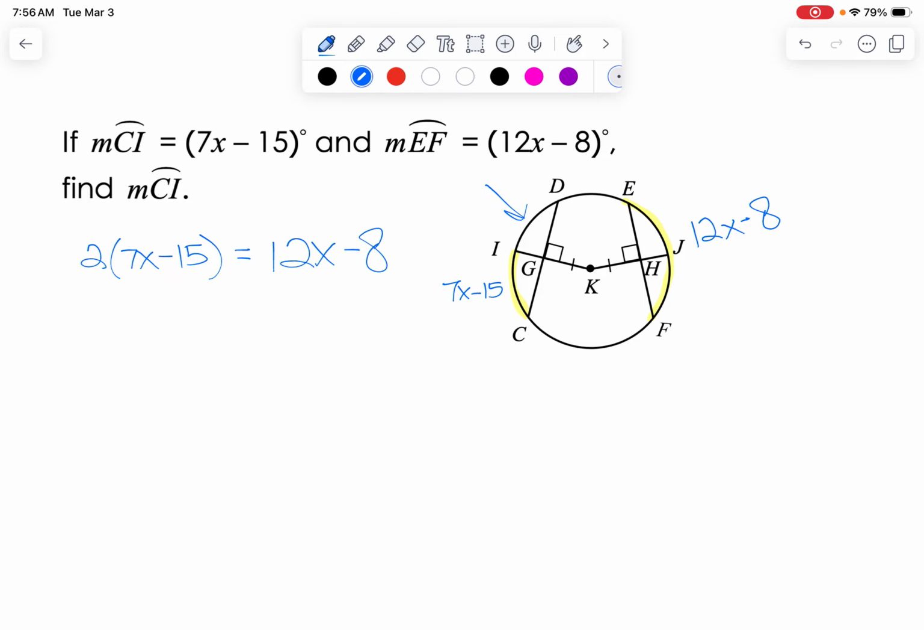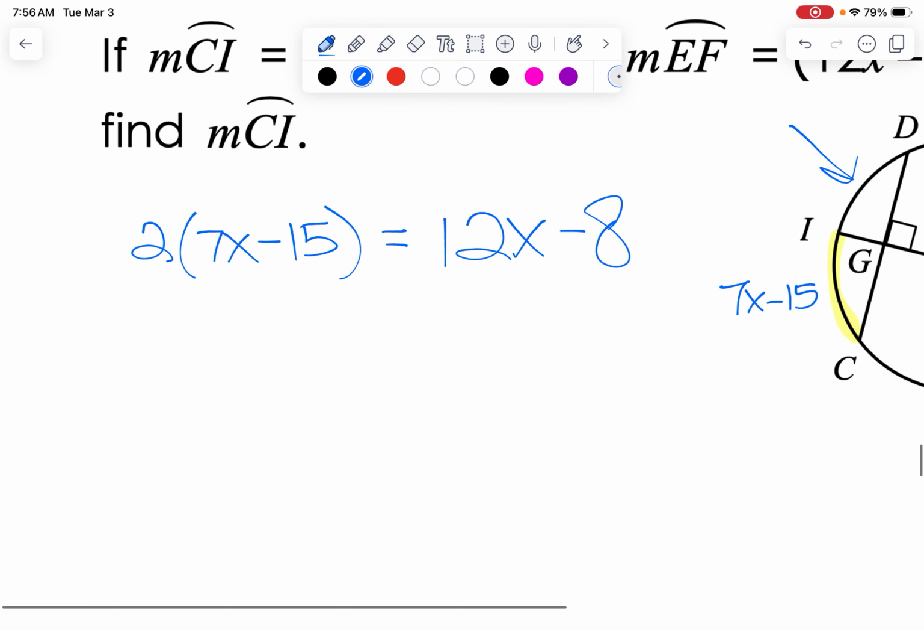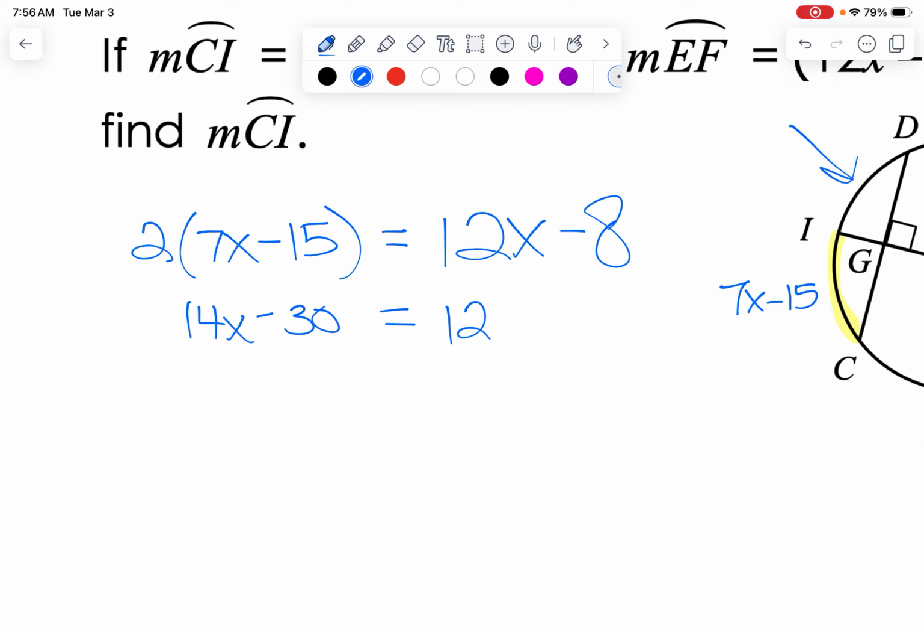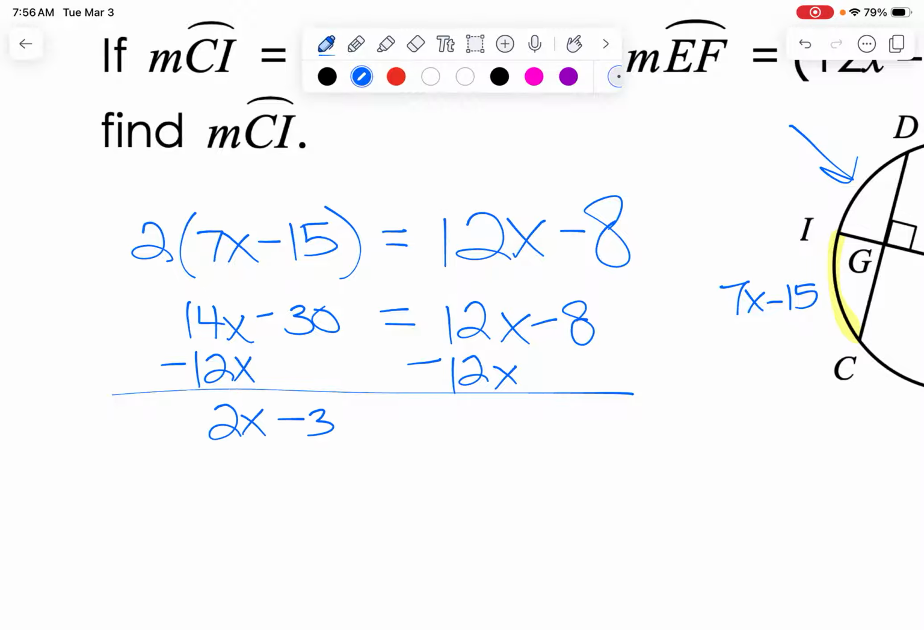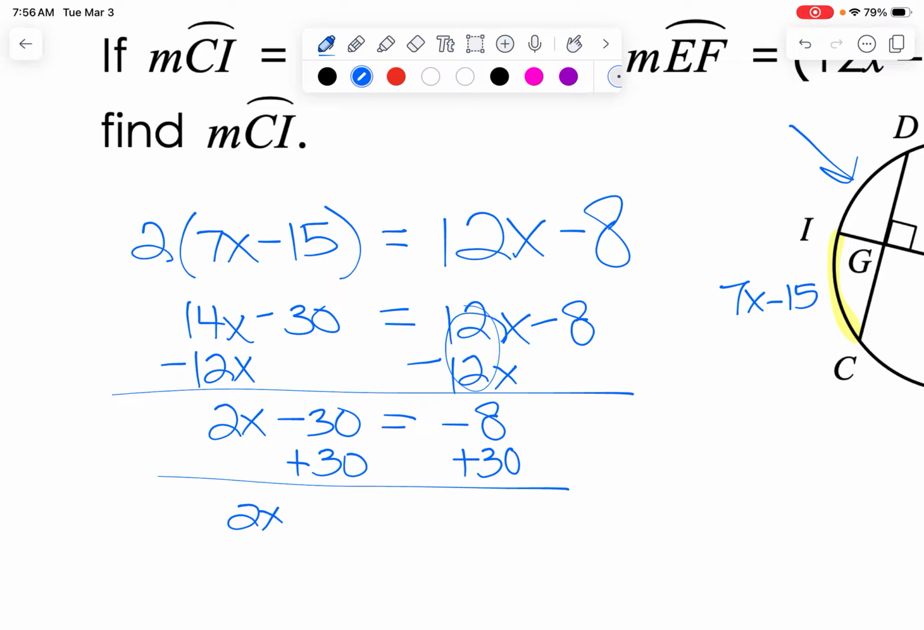So really, once I have that done, I should be good. So I'm going to distribute the 2. I get 14x minus 30 equals 12x minus 8. And now I can solve. All right, 2x minus 30 equals -8. Okay. All right, so divide by 2, I get 11.